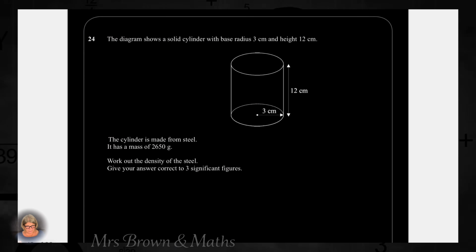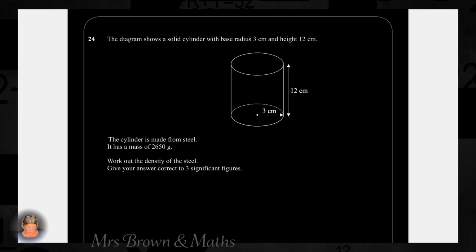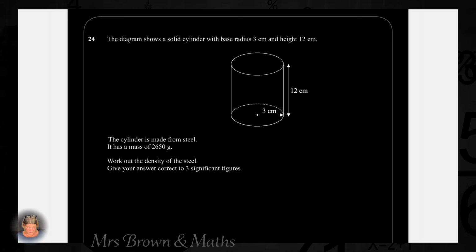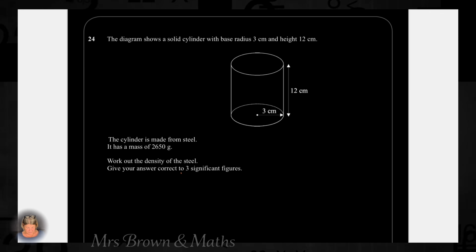Right, the diagram shows a solid cylinder with base radius 3 centimeters and height 12 centimeters. The cylinder is made from steel. It has a mass of 2,650 grams. Work out the density of the steel. Give the answer correct to 3 significant figures.